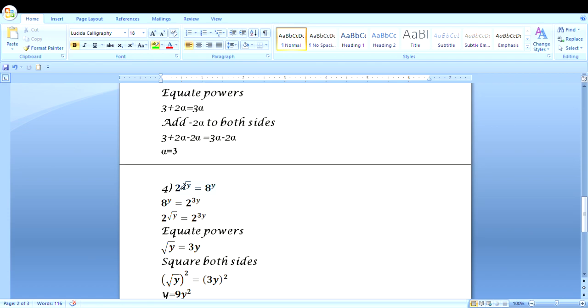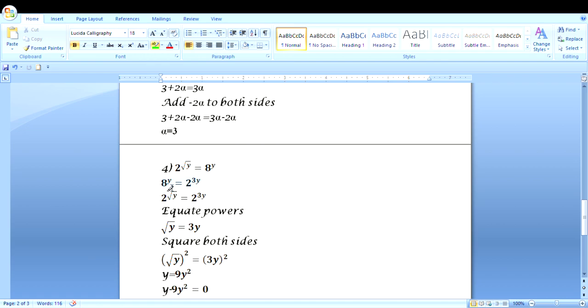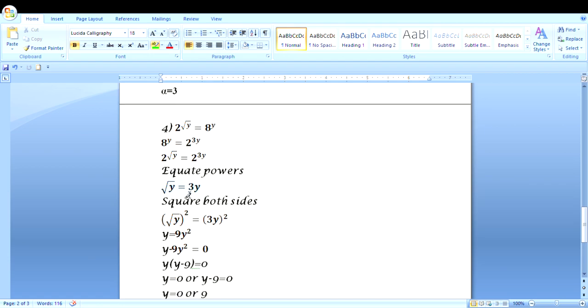Number 4 question, 2 raised to power the square root of y is equal to 8 raised to power y. Now for instance, 8 raised to power y can also be written as 2 raised to power 3y. So 8 is 2 raised to power 3. Then you multiply the power by y, it becomes 3y. Then here we have 2 raised to power square root of y is equal to 2 raised to power 3y. Then you equate powers. So here this becomes the square root of y is equal to 3y.